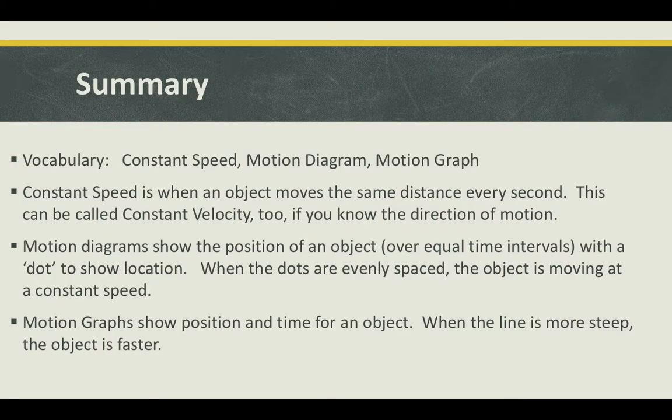Okay, so a summary. Our 3 vocabulary words are constant speed, motion diagram, and motion graph. Constant speed is when an object moves the same distance in every second. This can also be called constant velocity if you know the direction that something is moving, but typically we'll call it constant speed. Then motion diagrams show the position of objects over equal intervals of time with a little dot to show the location. And when the dots are evenly spaced, then the arrows are the same length and the object moves at constant speed. Motion graphs show position in time for an object, and when the line on that graph is more steep, then you know the object is moving faster.